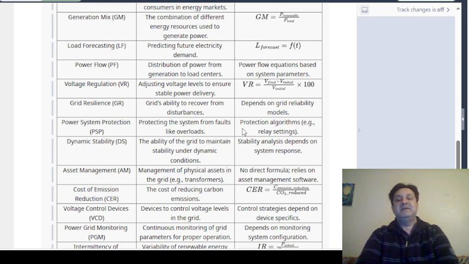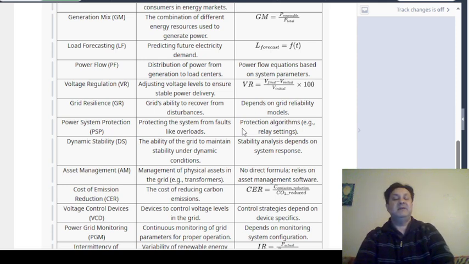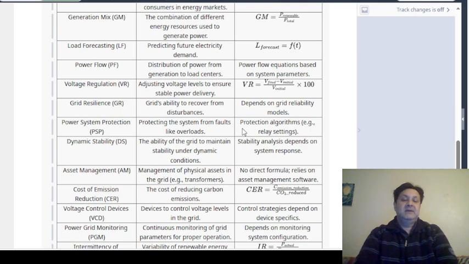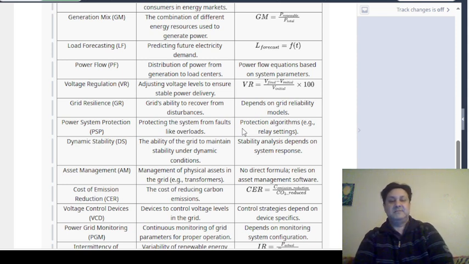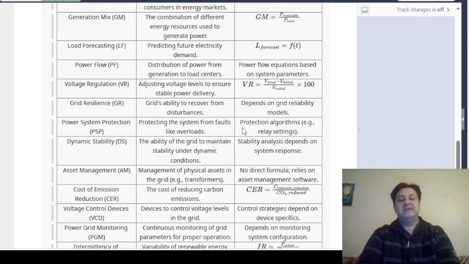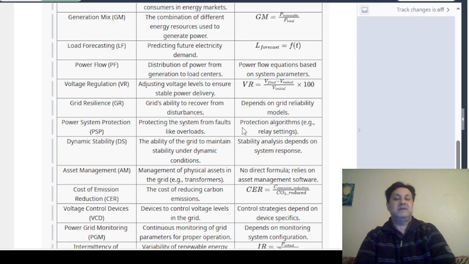So the grid's ability to recover from disturbance depends on the grid reliability models. Then the power system protection: we have to make sure we have devices to protect the system. This is on the hardware side, while cybersecurity is on the software side. So, protecting the system from false overloads, right? Protection algorithms are used, for example, relay settings and all that.